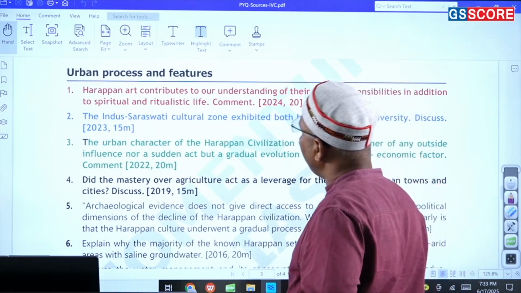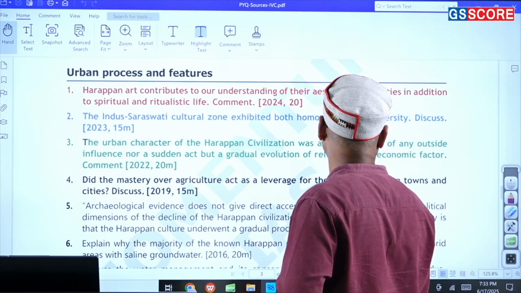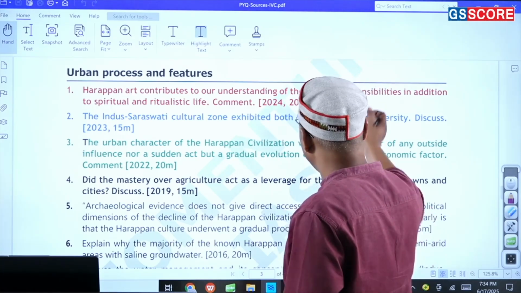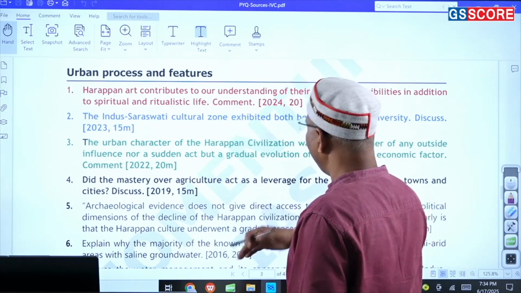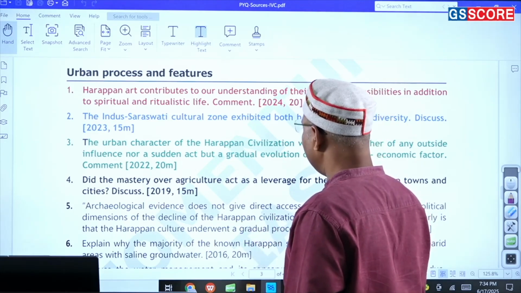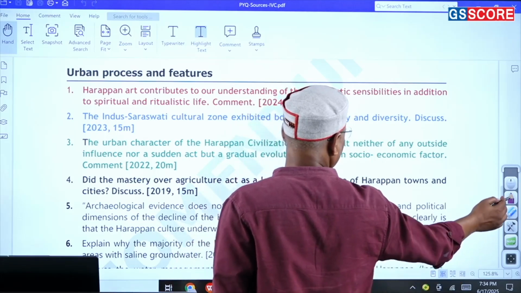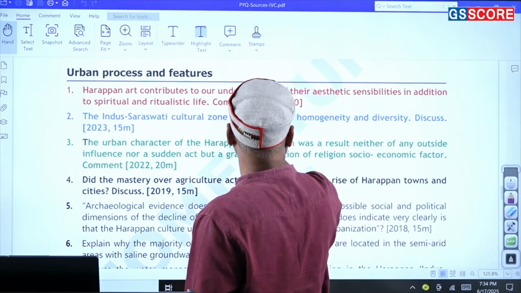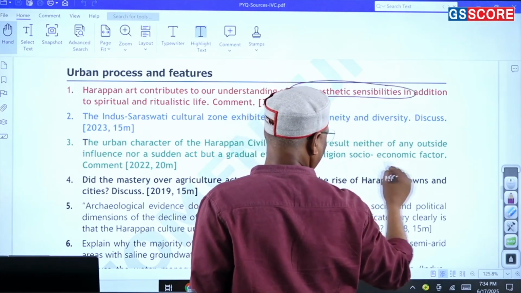Last year they asked one question: Harappan art contributes to our understanding of their aesthetic sensibilities in addition to the spiritual and ritualistic life. As far as the second part of this question is concerned, if you know Harappan religion or Harappan art forms, you can connect the two, because ultimately both are quite similar. But then they have been asking one more question, how Harappan art contributes to our understanding of their aesthetic sensibilities. This is what they have asked, right?